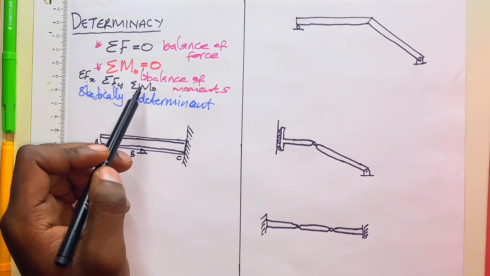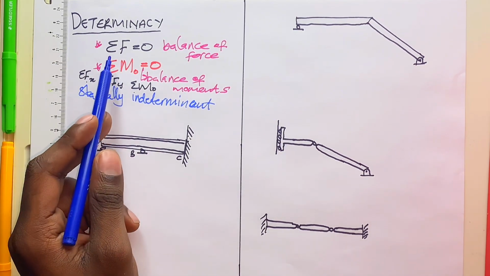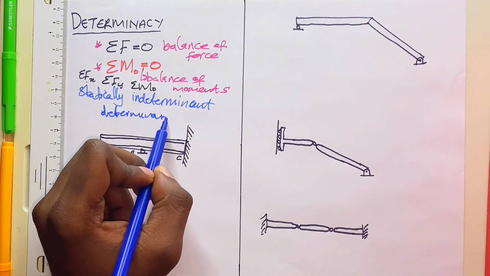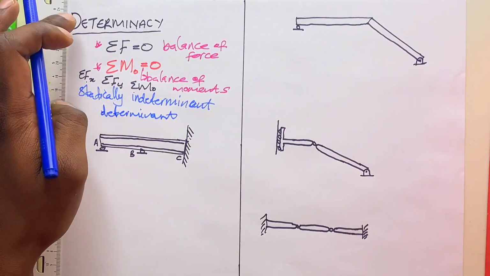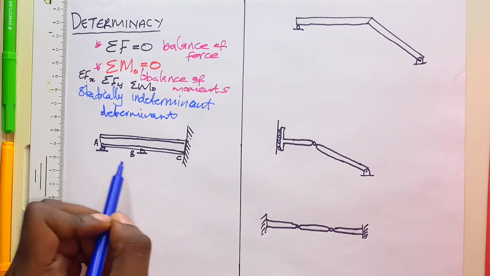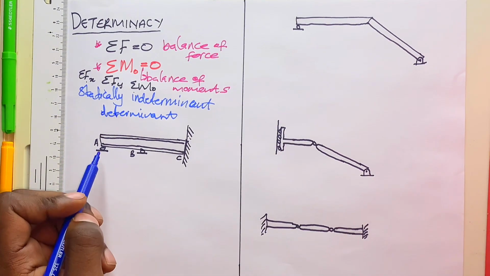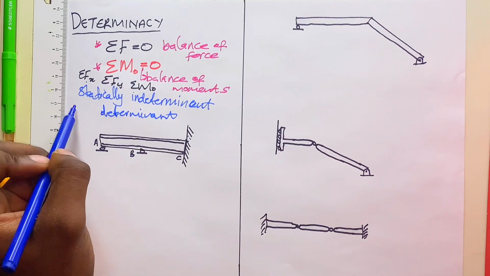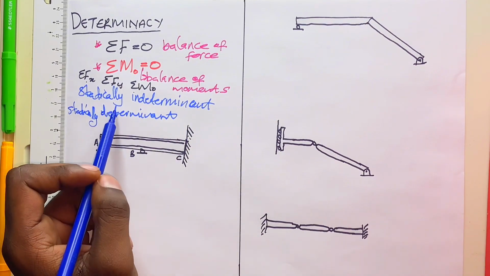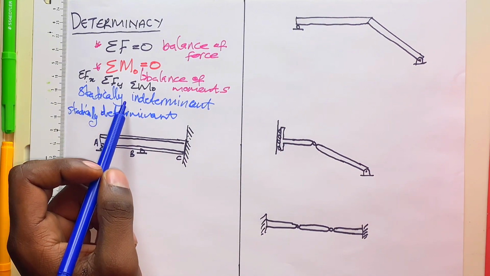Now, if you have 3 equations and you have 3 unknown forces, the number of forces are equal to the number of equations, then your structure is determinate. And that is what determinacy is. You take your structure, you look at the amount of equations that you have, and then you look at the unknown forces on your member, and if they are equal, you have enough equations to solve for your unknown forces, then your structure is statically determinate. But if you have more unknown forces than the equations of equilibrium, then your member is statically indeterminate.